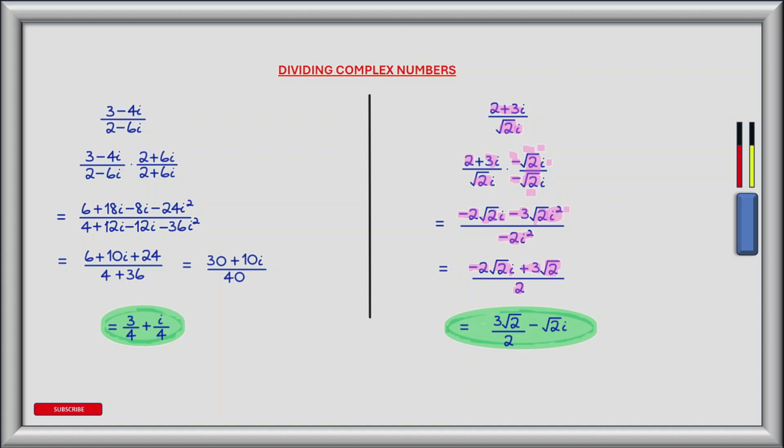So now if we put this in the form a plus bi, we get 3 divided by 2 multiplied by the square root of 2 minus the square root of 2i, which is our final answer.